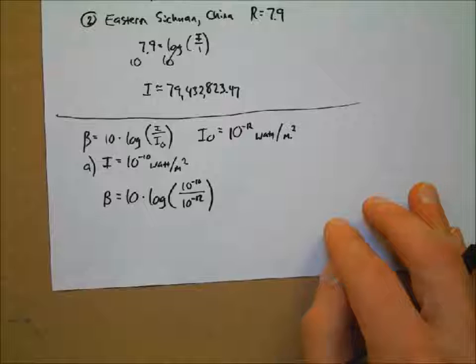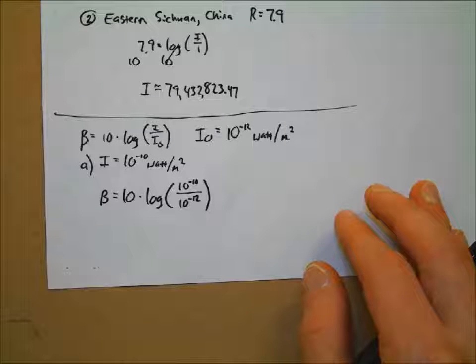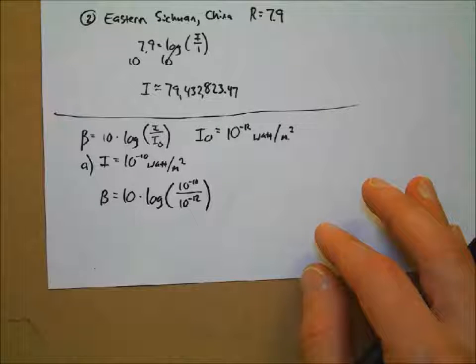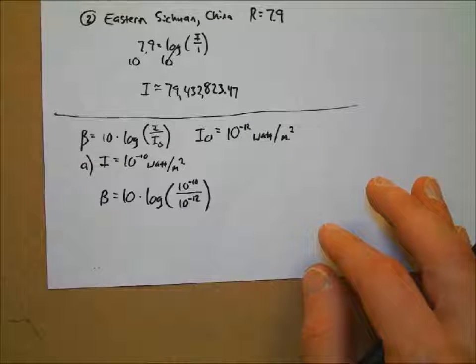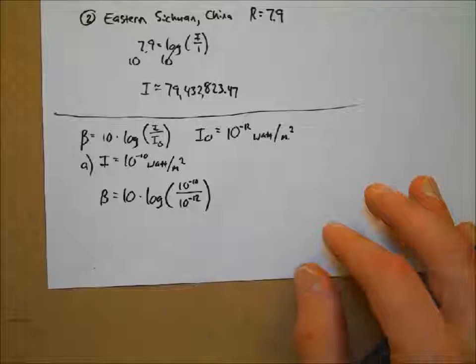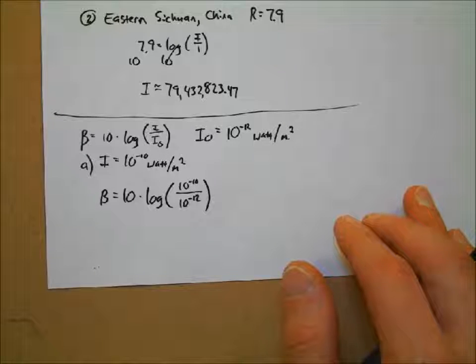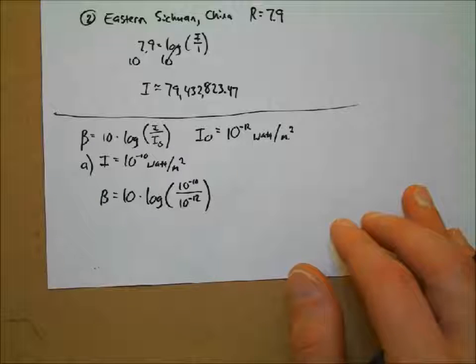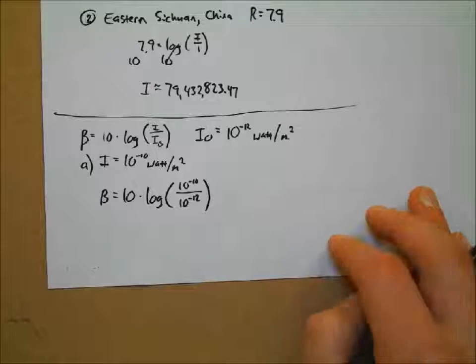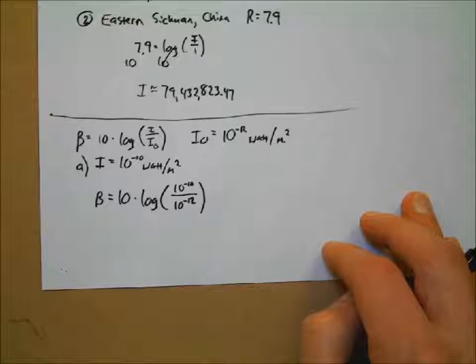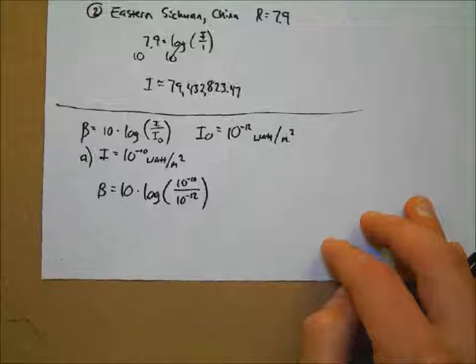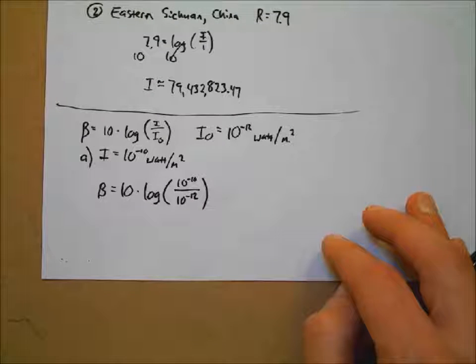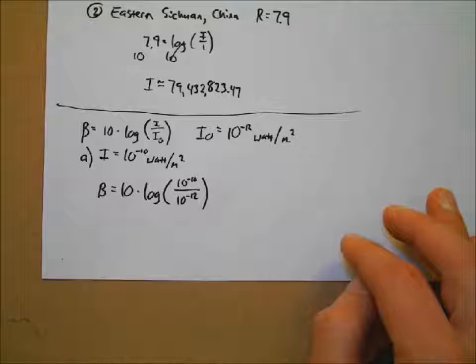Now we need to simplify it from here, right? 10 to the negative 10 divided by 10 to the negative 12 will be 10 to what power when we simplify it? Negative 2? Positive 2? Division, subtraction, right? Correct. So negative 10 take away a negative 12 will become positive 2. Yep.